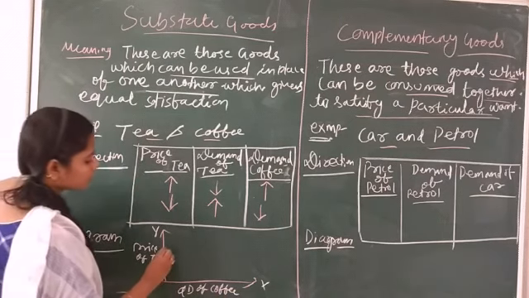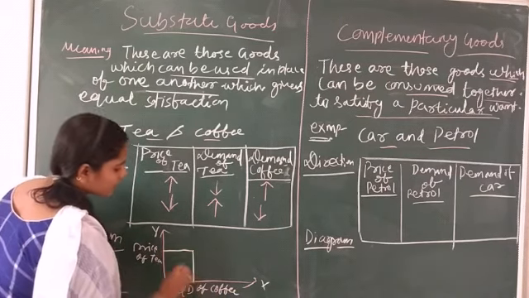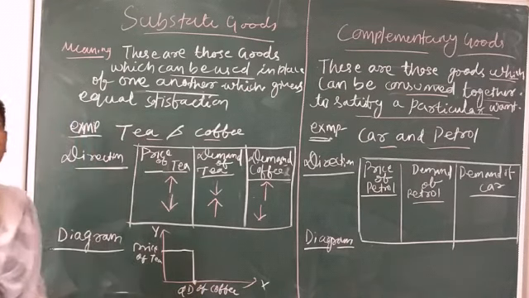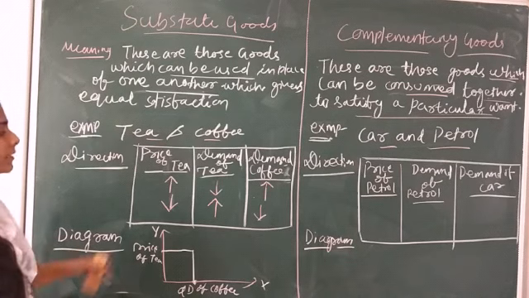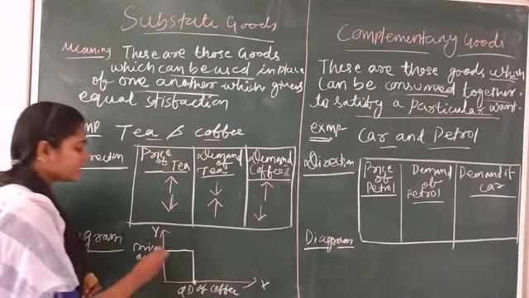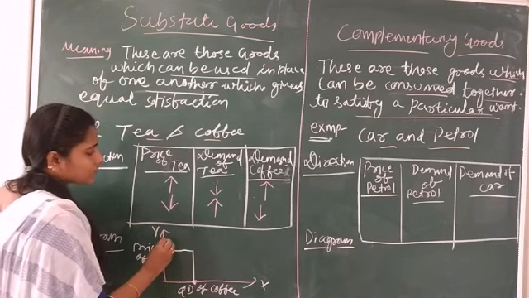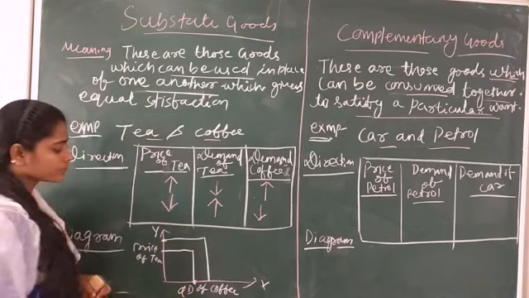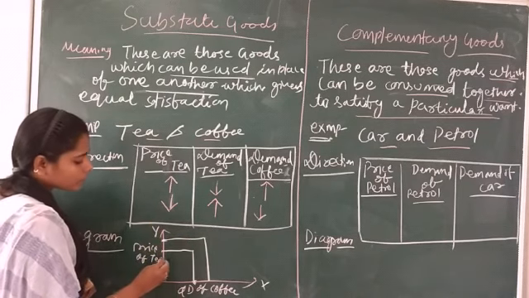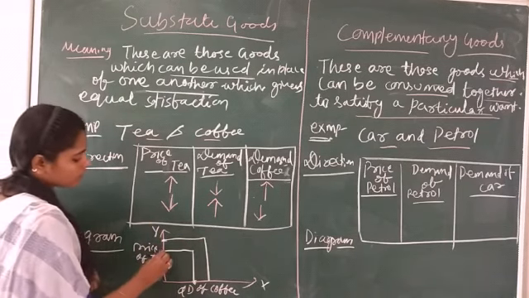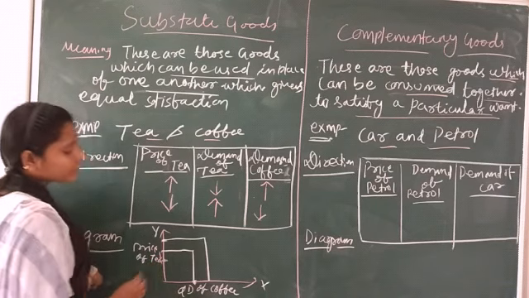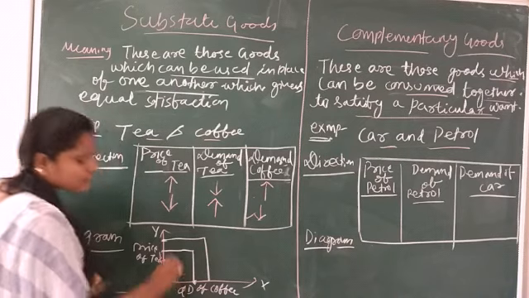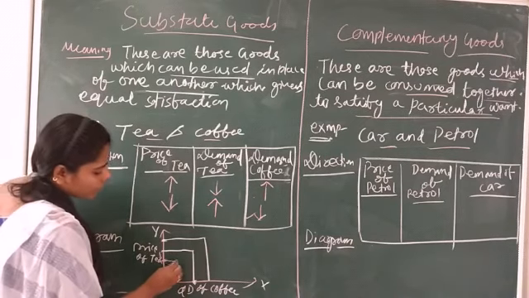So when the price of tea is this much, then the demand of coffee will be this much. That means when the price of tea increases, then demand of coffee will also increase. And when the price of tea decreases from this point to this point, then demand of coffee will also decrease. Then like this. So now we join this.